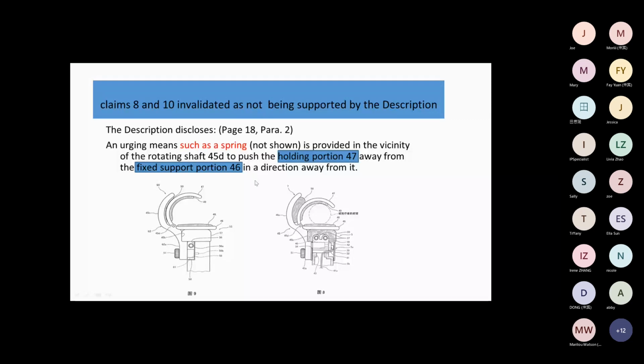the description discloses that there is an urging means, such as a spring, not shown in the picture, provided in the vicinity of the rotating shaft 45D. There is an urging means such as a spring to push the holding portion 47 away from the fixed support portion 46 in the direction away from it. So you can see in the description, it clearly discloses that there should be a spring to move part number 47 away from part number 46. It has to be provided.